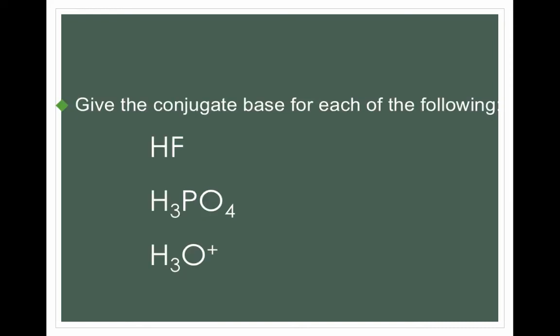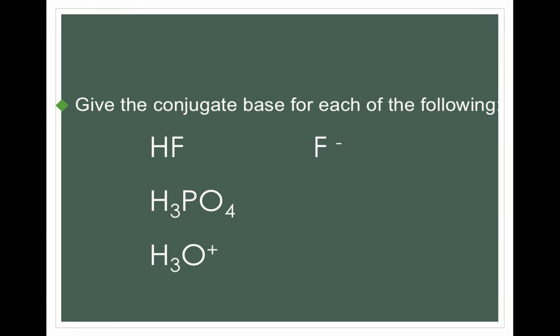All right, so let's just do a couple of examples, give the conjugate base for each of the following. So hydrofluoric acid, or HF, that's an acid. If it's going to produce a conjugate base, that must mean that it's going to lose its hydrogen. And if it loses its hydrogen, that fluorine is going to take on its original ion charge, which is a halogen, so it's a -1 charge. So then the conjugate base is just the fluoride ion.